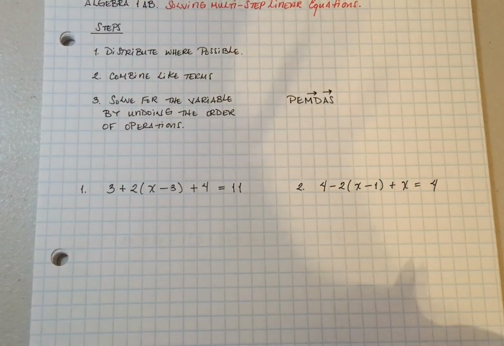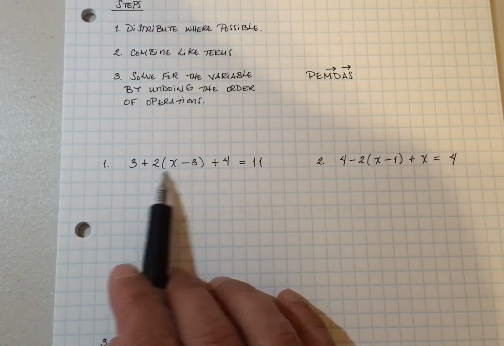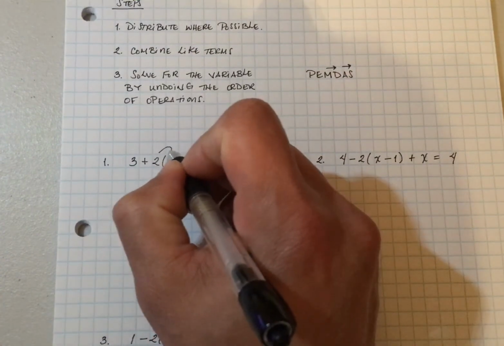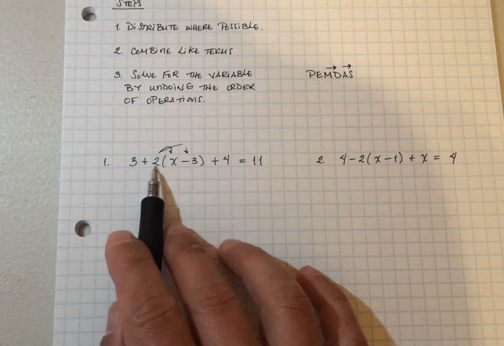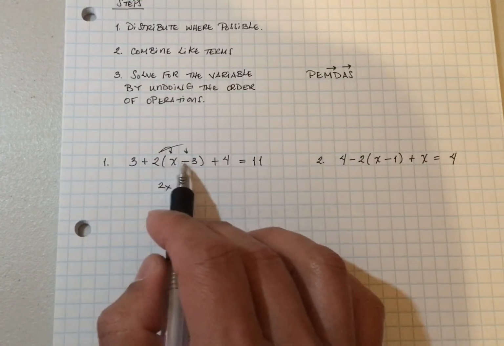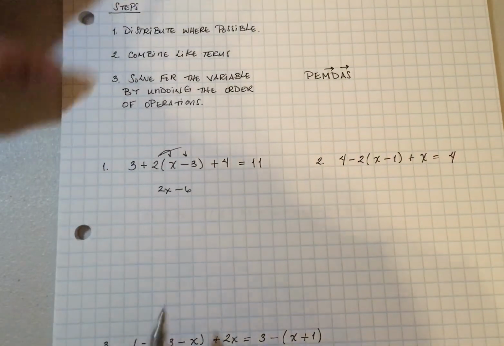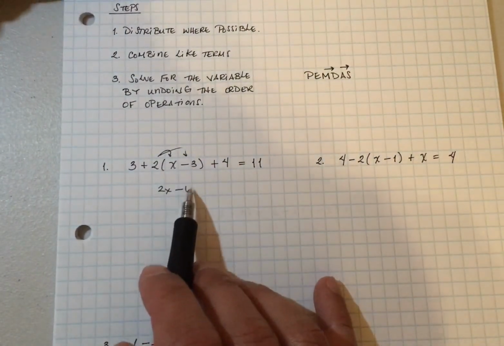So let's go ahead and jump into some of these here. If you notice right here, you have a parenthesis. We're going to distribute, okay. So 2 times x is 2x, and then 2 times negative 3 is negative 6.